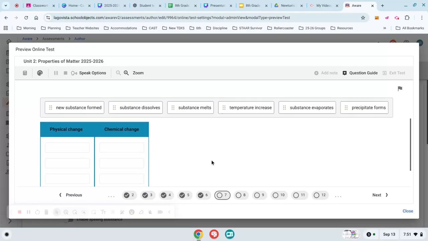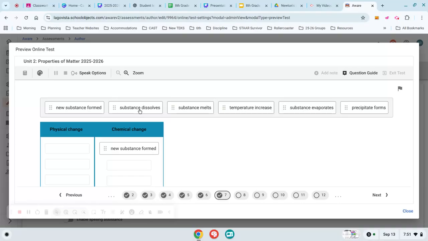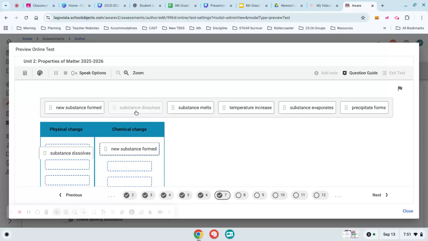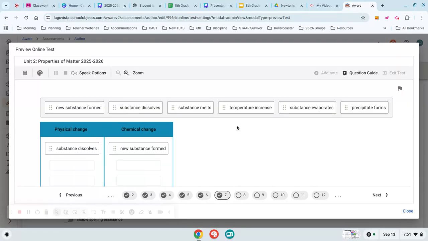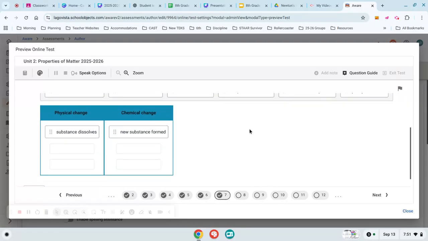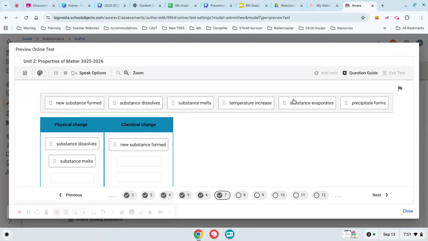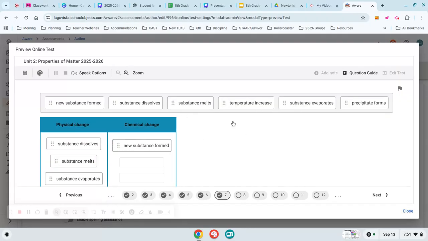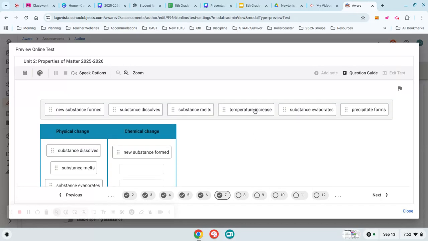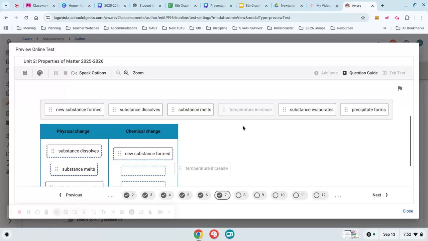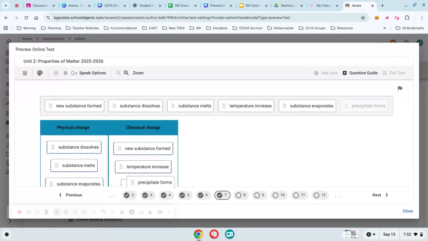All right, so a new substance forms, chemical. Something just dissolves, that is physical. If something is melting, that is physical. If it evaporates, that is physical. So that should have made it real easy, even if you didn't know what a precipitate was, even though we talked about it. That would be chemical.